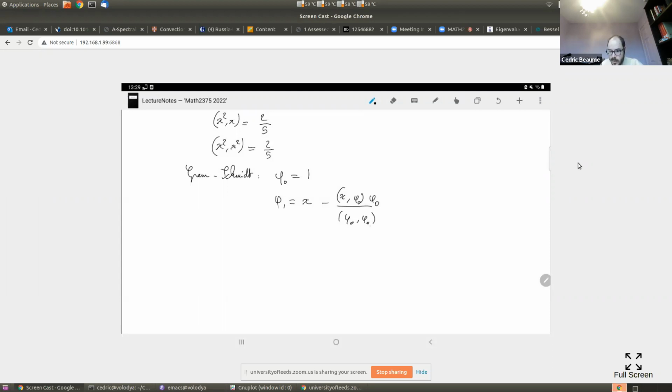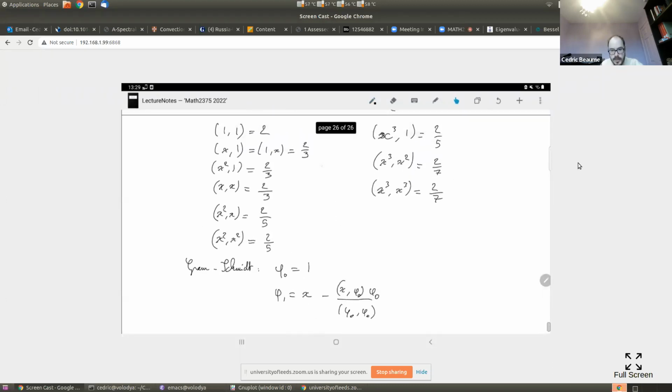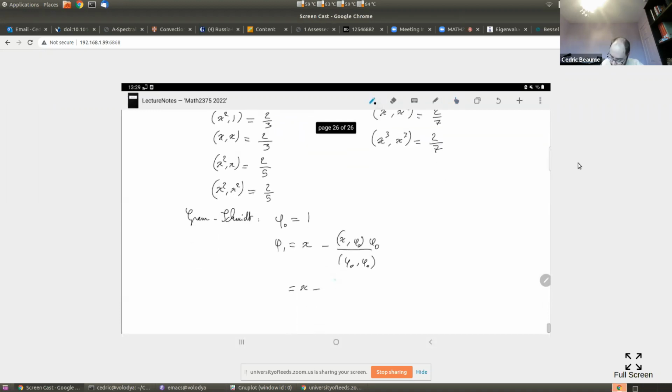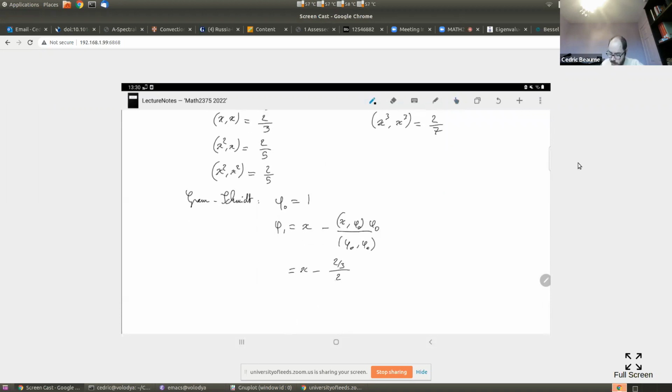And similarly, if I want to continue, I'll explain that in a moment. Let me just calculate this. So I get x minus an x. The inner product between x and phi 0, we've calculated that already. X and 1 is 2/3. It's up there. So we get 2/3 divided by the inner product of phi 0 with itself, which is 1 and 1, which was 2 up there. So divided by 2 times phi 0, which is 1. So phi 1 becomes x minus 1/3. Okay? So that's phi 1.